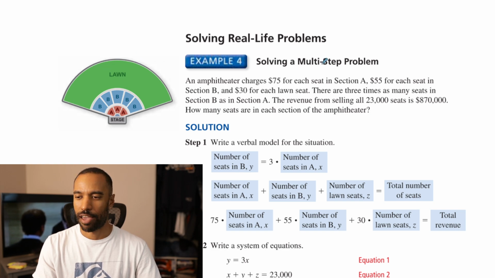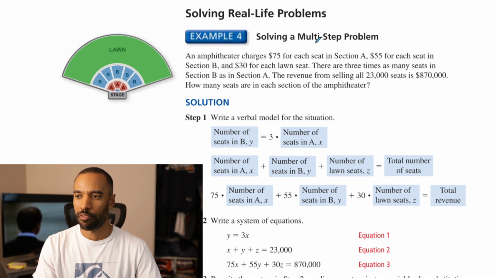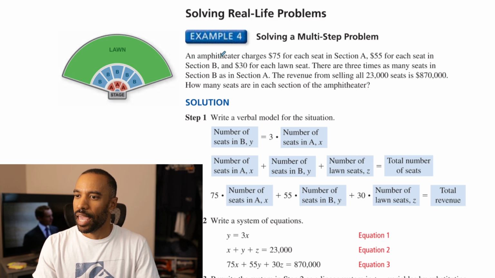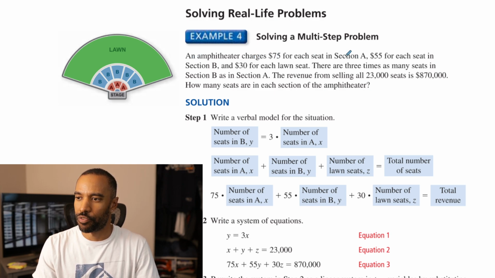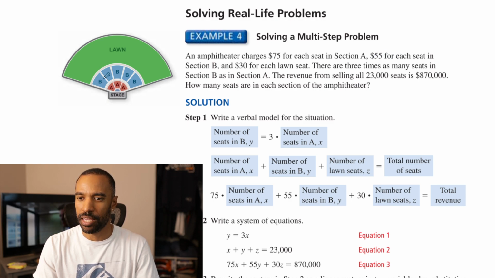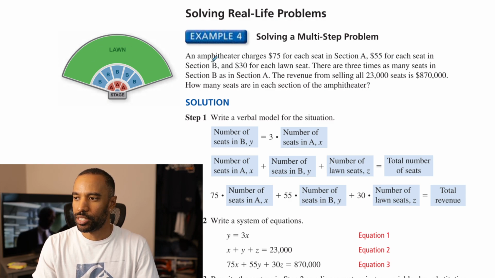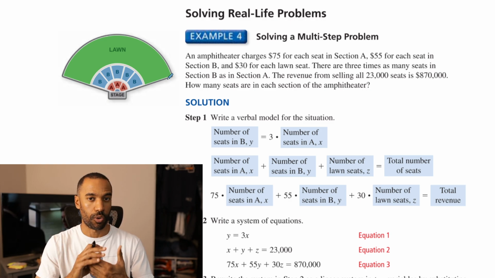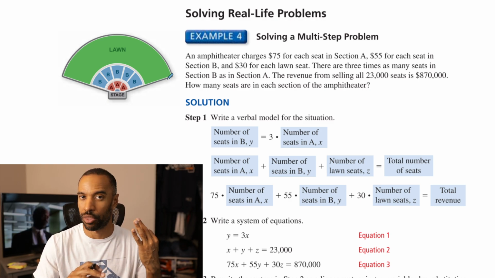Okay, solving real-life problems. Let's solve a multi-step problem here. An amphitheater charges $75 for each seat in section A, $55 for each seat in section B, and $30 for each lawn seat. There are 3 times as many seats in section B as section A. So here's the thing. We have to come up with equations for this. And I say equations, normally 3 of them.